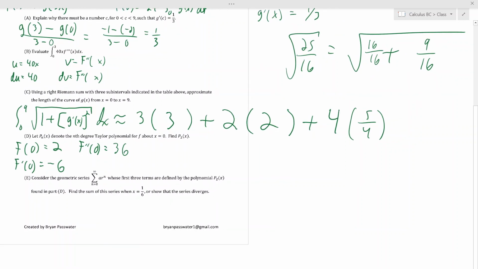So p sub 2 of x is just the constant term, that was 2, plus, well, minus in this case, our first derivative divided by 1 factorial, x to the first, plus our second derivative at 0 divided by 2 factorial, x squared.